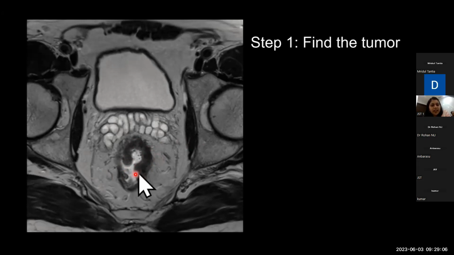The next point will be the elevated borders. The tumor will have some elevated borders, which differentiates it from the normal rectal wall. So this is the tumor, and it's showing some elevated borders on very high resolution T2 axial images. Another important point is the diffusion images. Diffusion images help us to find clearly the location of the tumor.